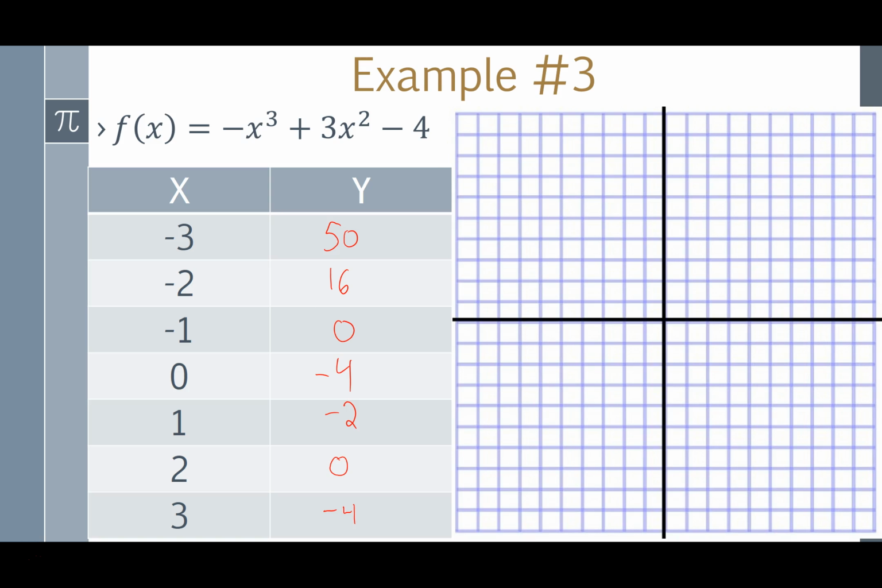So we can't plot the first two negatives, so we can plot negative 1 is at 0. Where 0 is at negative 4, 1 is at negative 2, 2 is at 0, and then 3 is back down to negative 4. Now again, when x is negative 3 or negative 2 are high positive values, so we know we're coming from above. So we hit our points, go back up, and then it's back down, and there's our general shape like that.